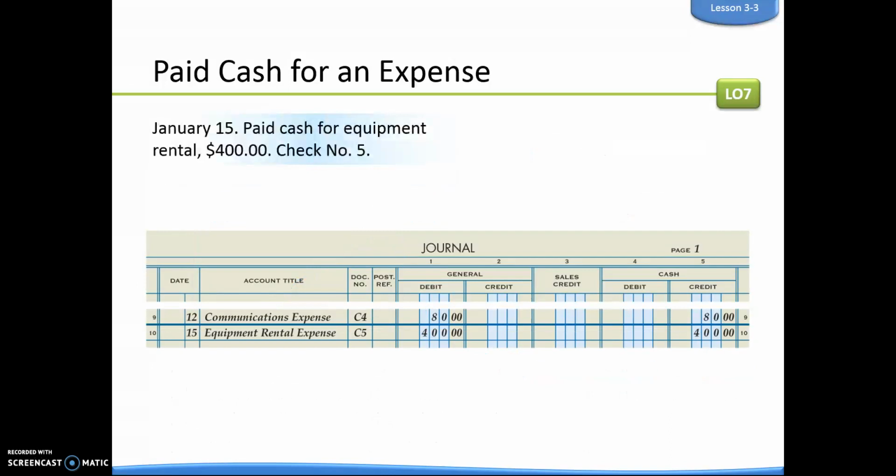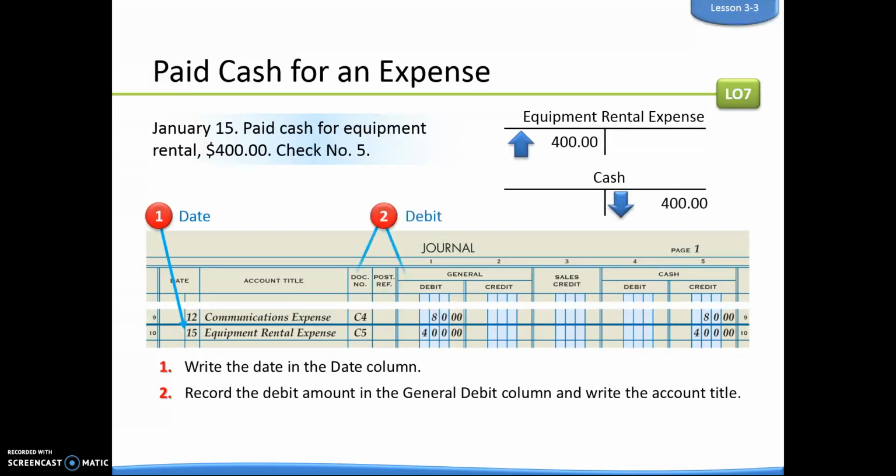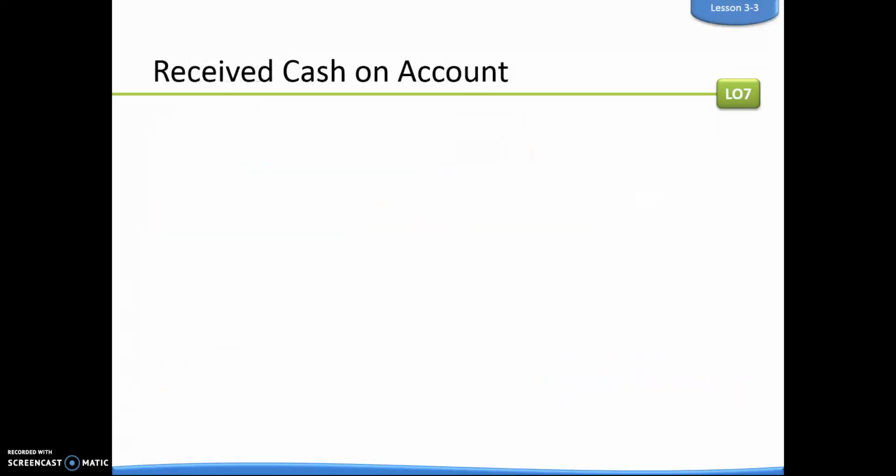They also threw another one in there for us, just paying cash for an equipment rental. Same thing, equipment rental is going to be an example of an expense, so that's getting debited for $400, cash is being credited. And then it's literally the exact same thing we just did. They just wanted to give you another example here. So I'm just going to throw these all up here real quick. You can see what that looks like.